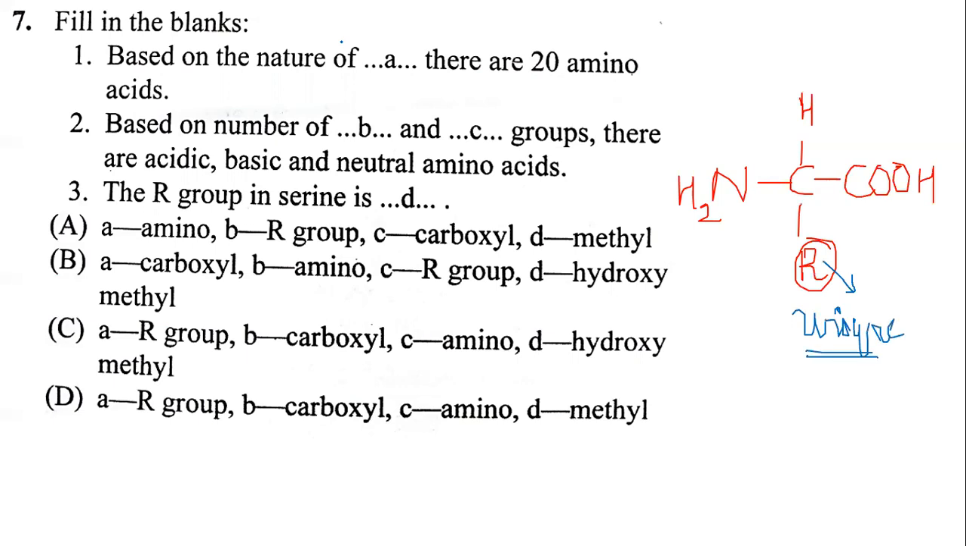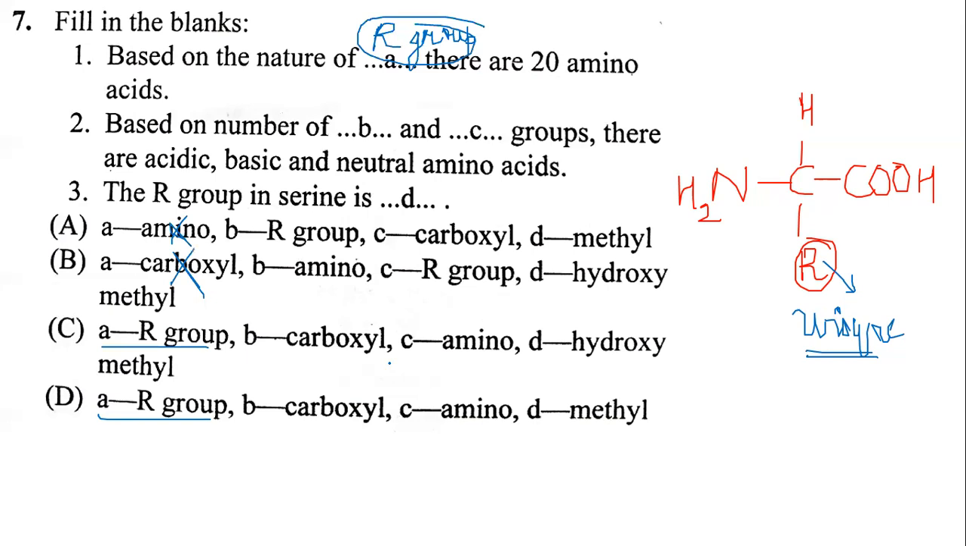So based upon the nature of the variable group or the R group, there are 20 amino acids. Based on the difference or nature of the R group, there are 20 amino acids. So R group, you can cancel all other options. Amino group wrong, carboxyl group wrong. So R group is given. Let's move with the next one.